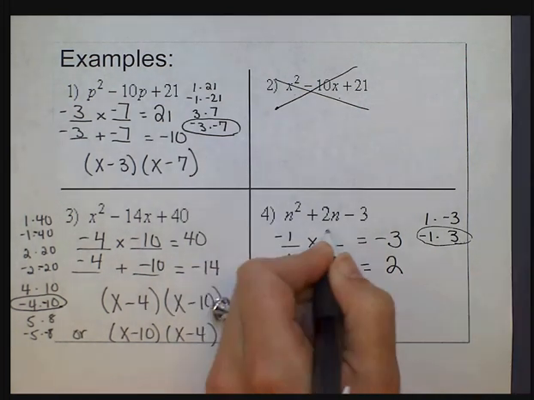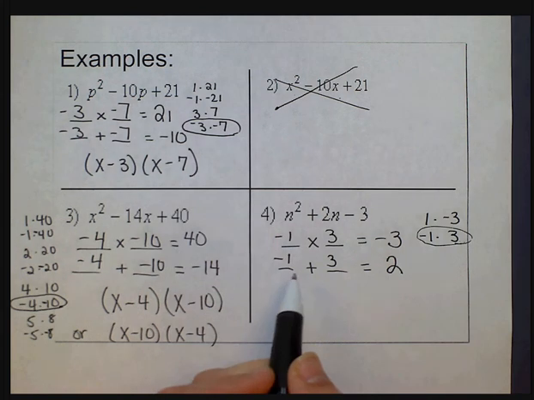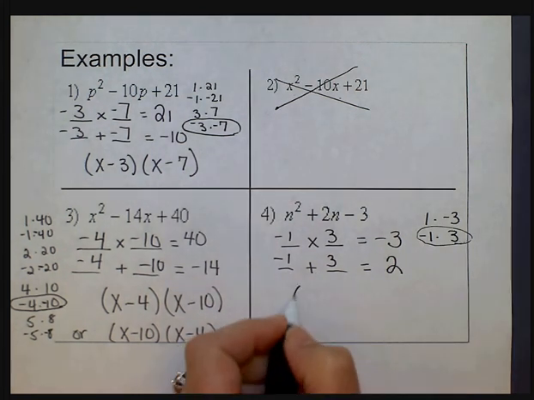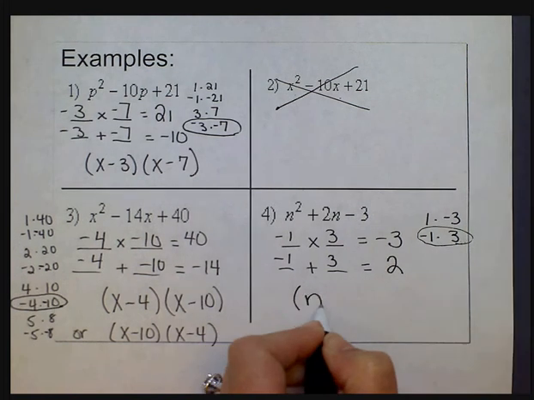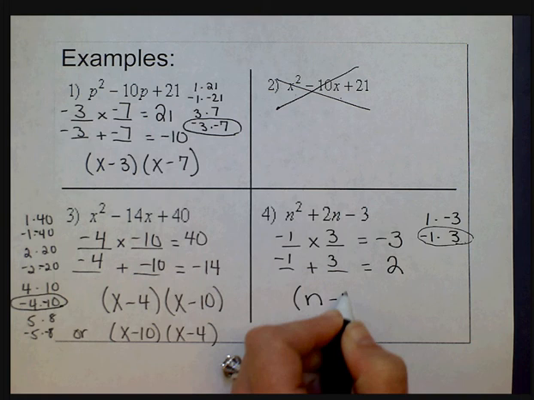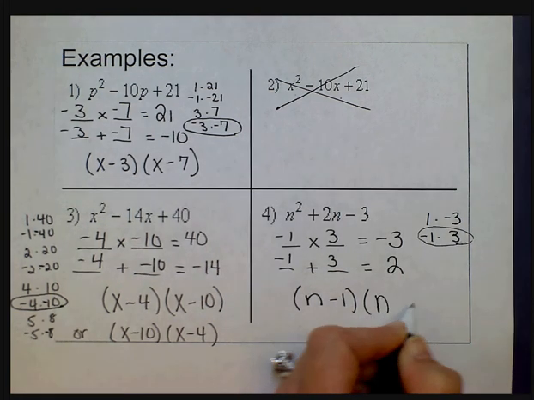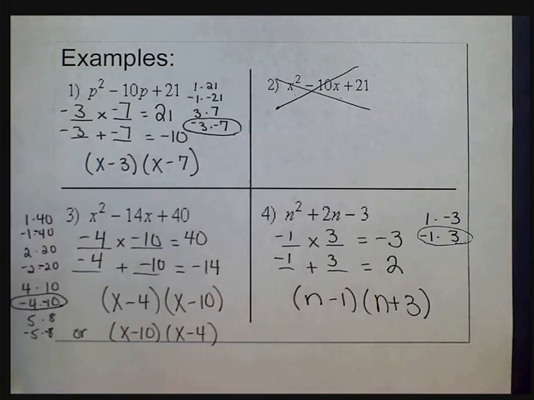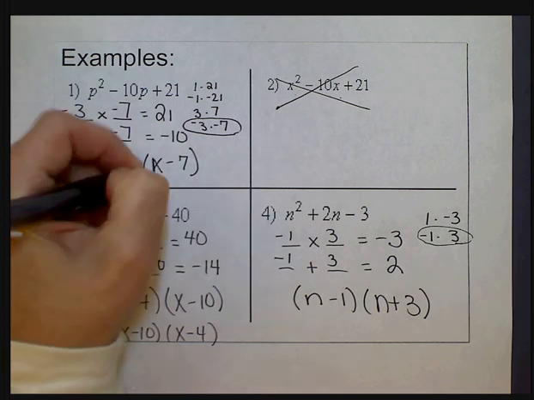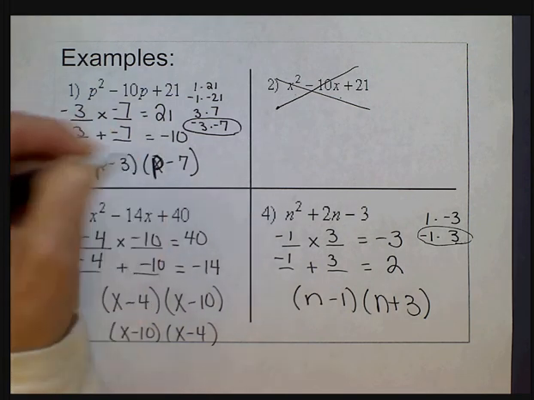So negative 1 times positive 3 gives me a negative 3, and negative 1 plus 3 gives me a positive 2. So my factors become n minus 1 times n plus 3. I see up here that I changed the p's to x's. Go ahead and write these as p's. I apologize. I just always usually use x's.